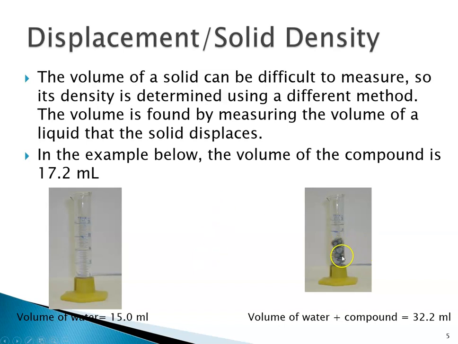You can measure the mass on a balance, and then you would have the grams and the milliliters, and take the grams from the balance and divide it by the milliliters of the substance, and that will give you the density.